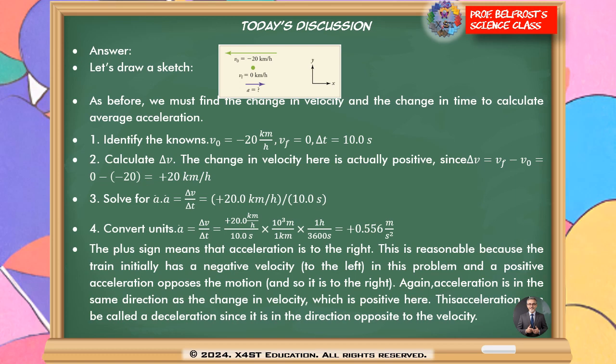meters per second squared. A plus sign again means that the acceleration is to the right, and this is reasonable because the train initially has a negative velocity to the left and positive acceleration opposed to motion, and it will change the direction to the right. Okay.